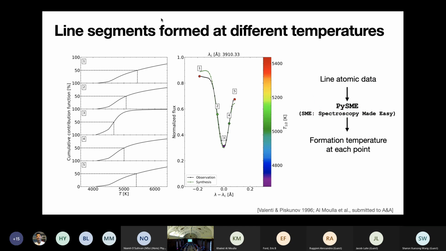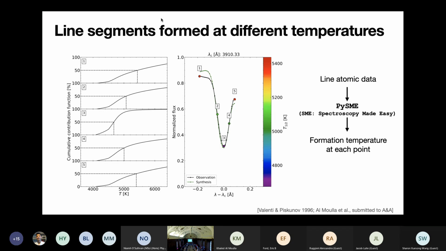So this average formation temperature I was talking about, how did I actually compute this? Here I'm showing you an example spectral line. For each line, I can get its atomic properties and input this into a radiative transfer code. In my project, I've selected PySME, which is a Python implementation of Spectroscopy Made Easy. What this provides you, at every wavelength point, here you can see it for 5 example lines, is the contribution function for that wavelength point.